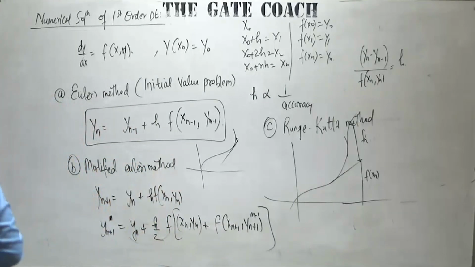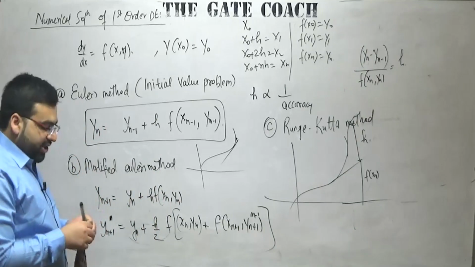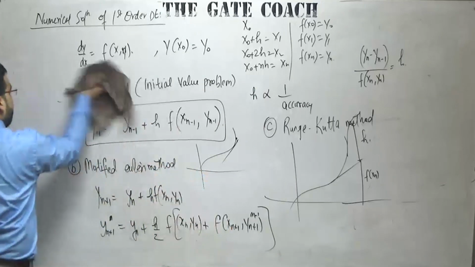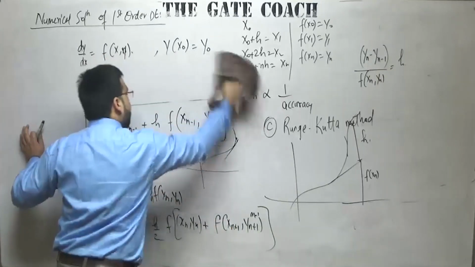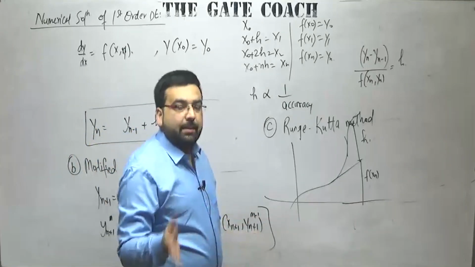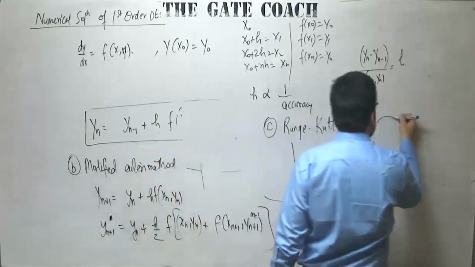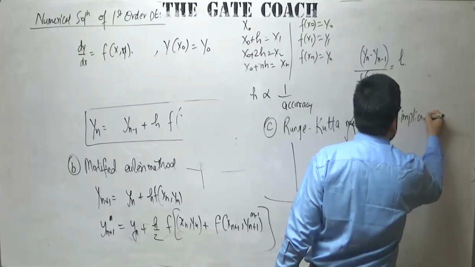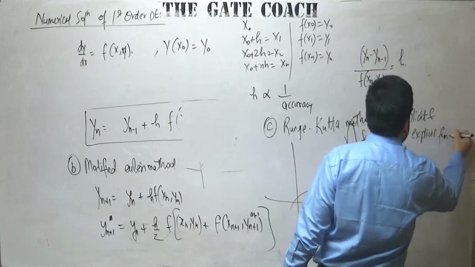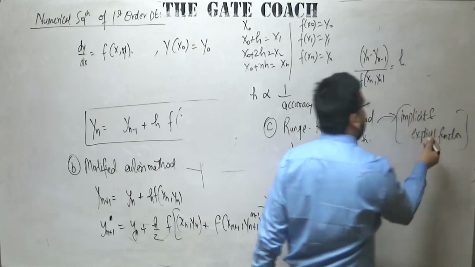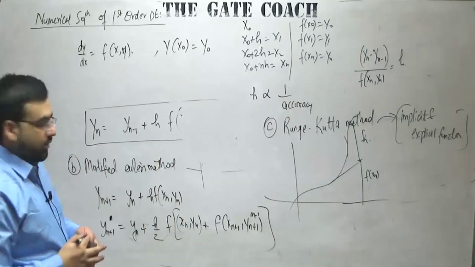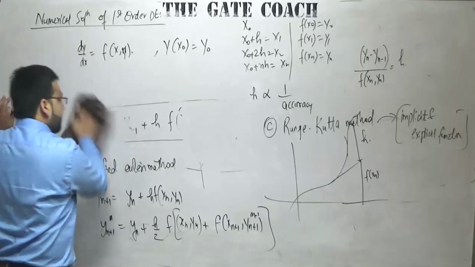So what do we do in the Runge-Kutta method? Until and unless not mentioned, we will proceed with the Runge-Kutta method of order 4. And how has this Runge-Kutta method been derived? It has been derived from Euler's implicit and explicit functions. But that is not in the syllabus. Just remember it, it might be useful that the Runge-Kutta method has been derived from Euler's explicit and implicit functions both.